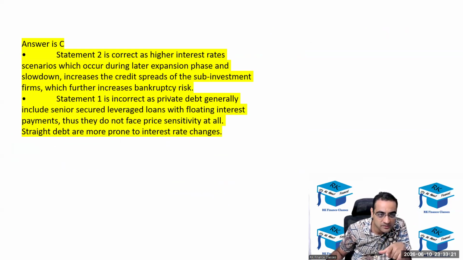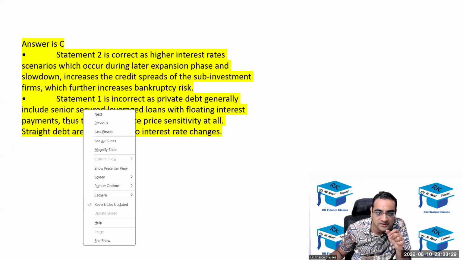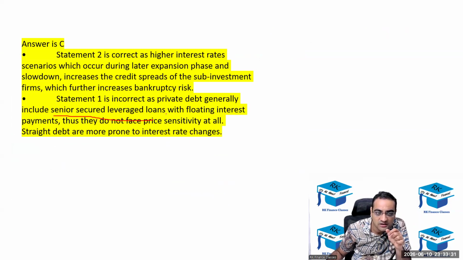Okay, let me first read statement one. So he has given the logic that generally the private debt is senior secured. But more importantly, what he's trying to say is floating interest rate. This part he wrote wrong: do not face price sensitivity at all. Lesser price sensitivity would be better. But I'll give him full marks.